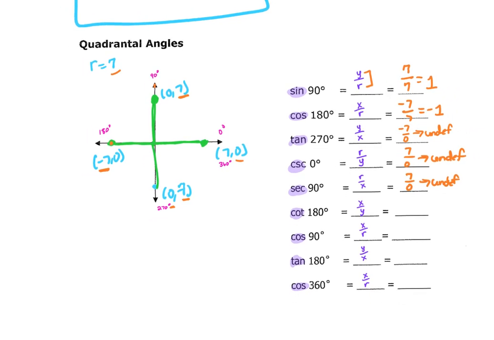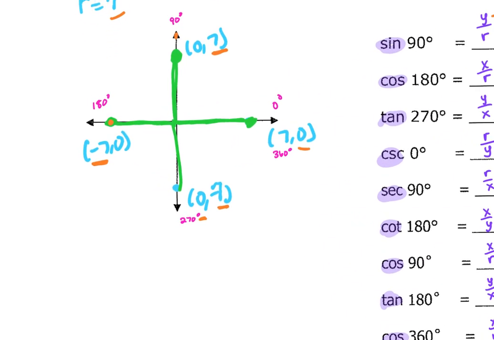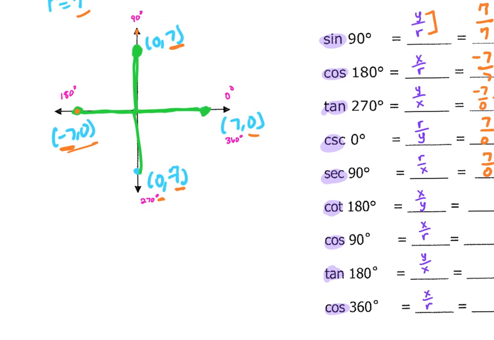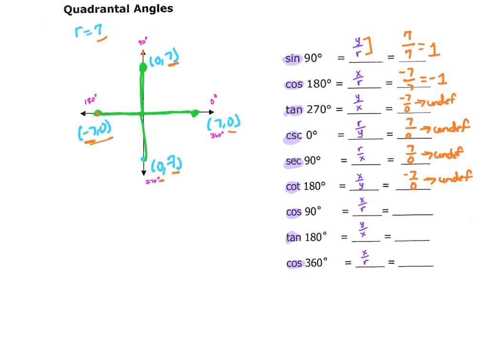And then cotangent of 180 degrees. If you notice, we go to our coordinate point at 180 degrees, and we do x over y, so that's -7 over 0. So once again, one last time, I promise, you find that that value is undefined. All right, let's look at a few more examples here.